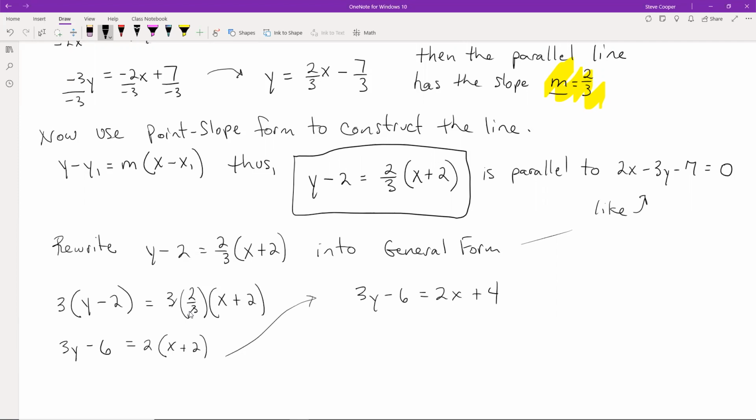And now I just want to set this equal to 0. So I'm going to put the 0 on the left-hand side. I'm going to subtract the 3y and add the 6. Okay, so I get 0 over here, 2x minus 3y plus 2. Okay, so notice the only difference between these two in general form is the constant. This is minus 7 and this is plus 10.